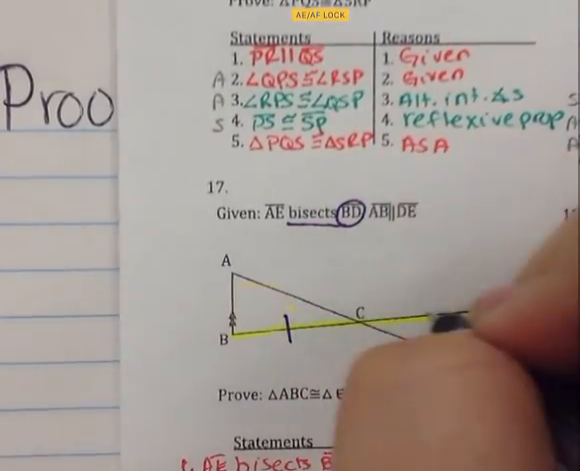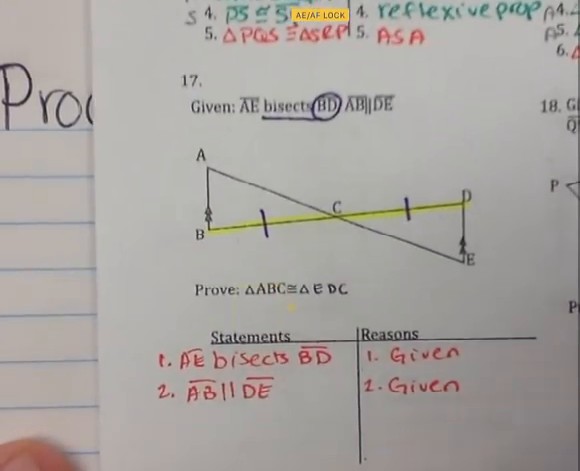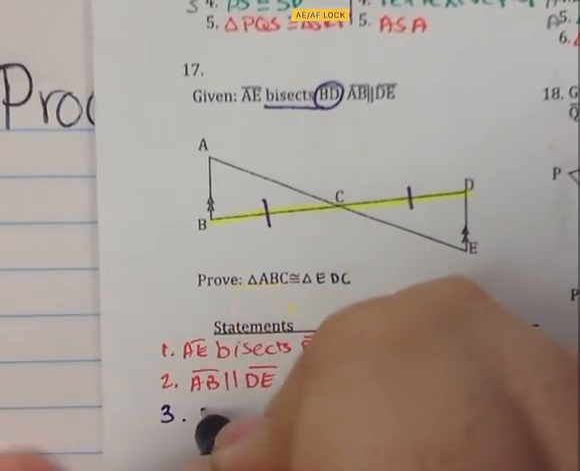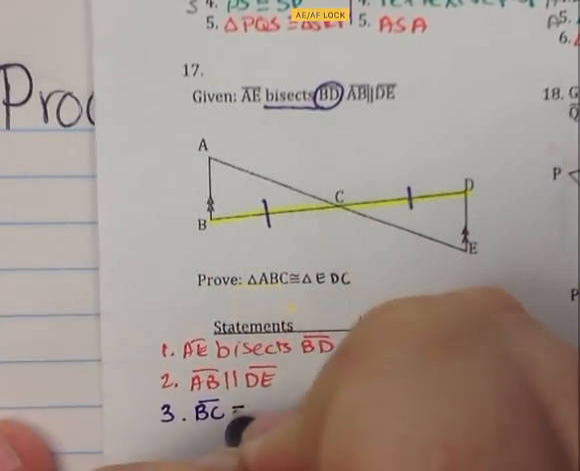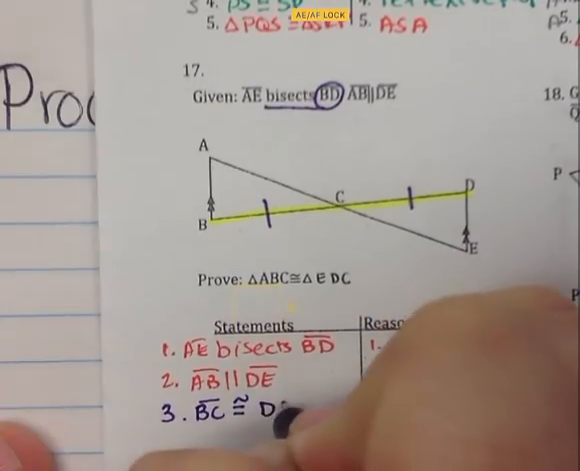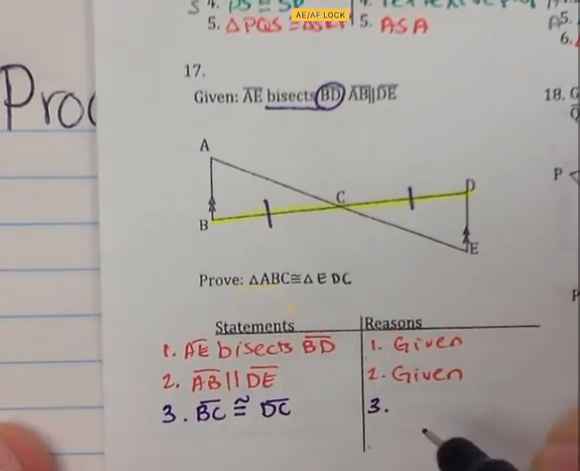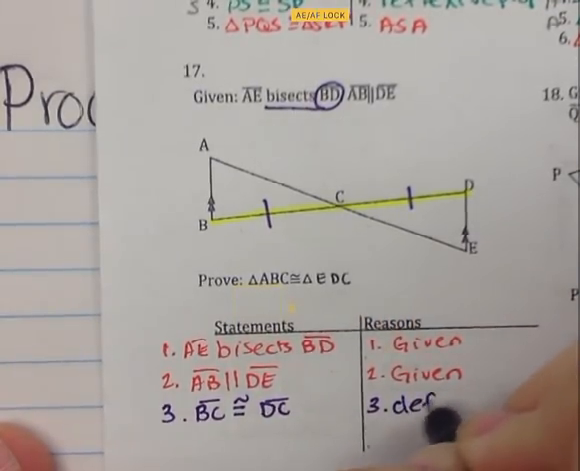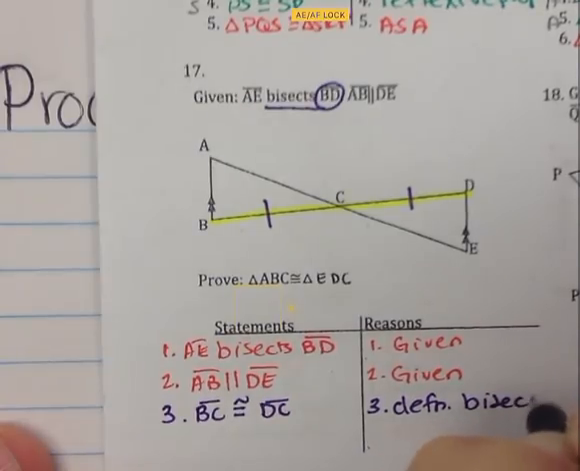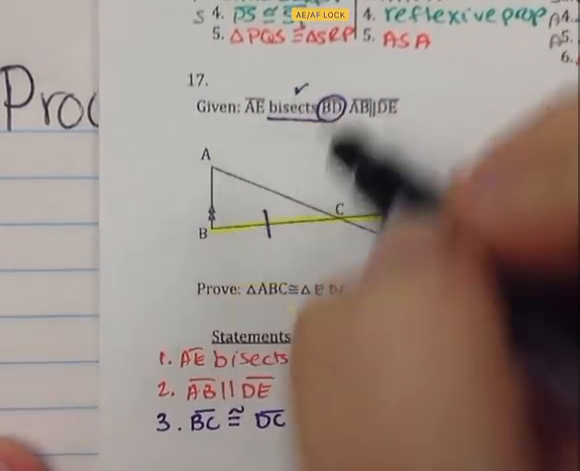So we can put a tick mark on those two parts. So statement 3 will be that segment BC is congruent to segment DC. And reason 3 will be the definition of bisect. Now I can put a check mark on that because I have a congruency.